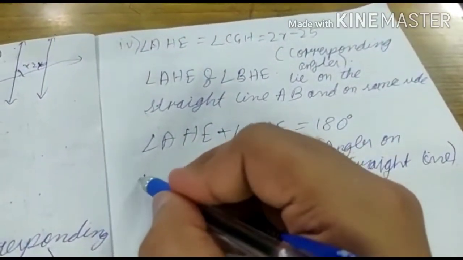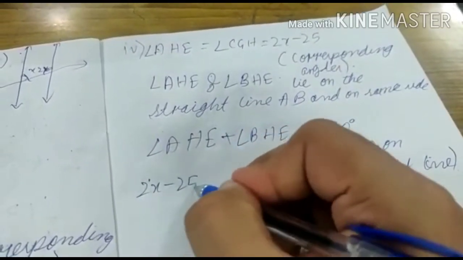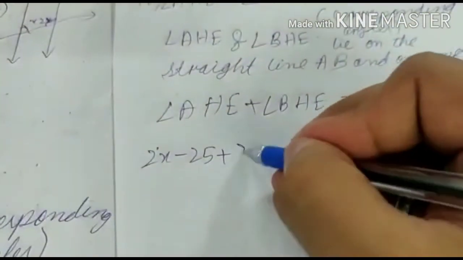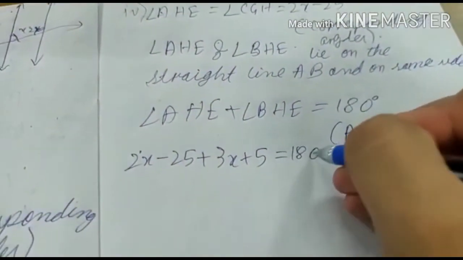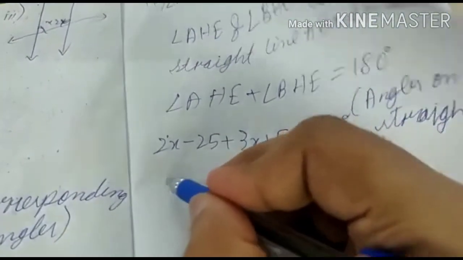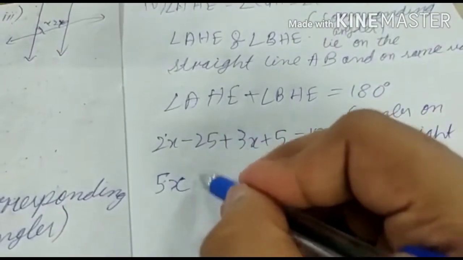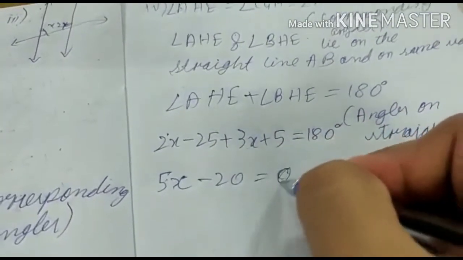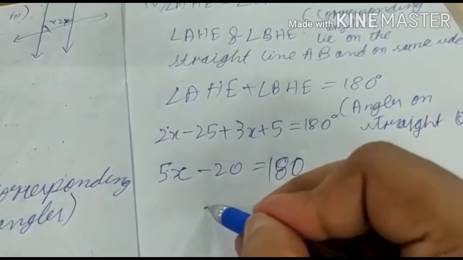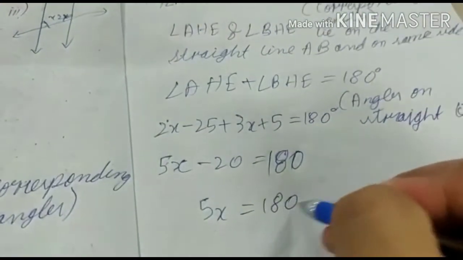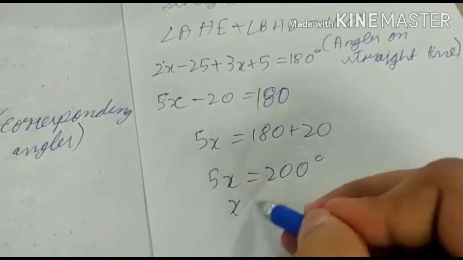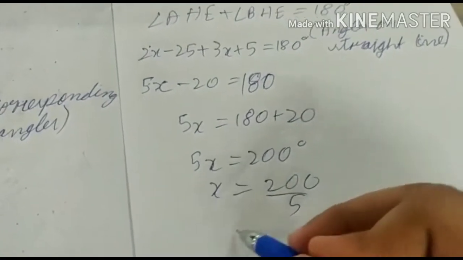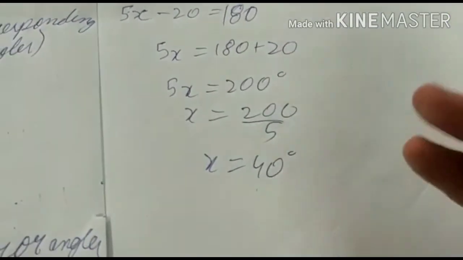So here angle AHE is 2x minus 25 plus angle BHE is 3x plus 5. Look, this is equals to 180 degree. So it will be coming 2x plus 3x, 5x minus 20 equals to 180 degree. So 5x equals to 180 plus 20, 5x equals to 200 degree, x equals to 200 upon 5, x equals to 40 degree. So value of x here is 40 degree.